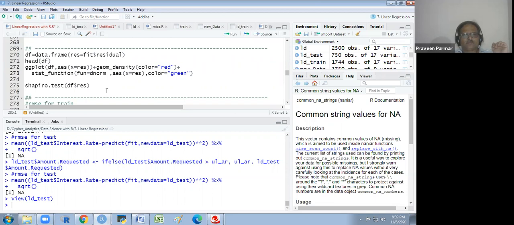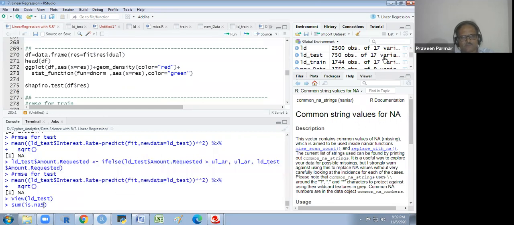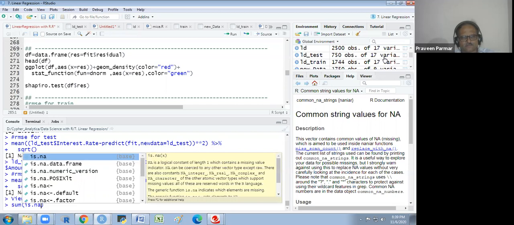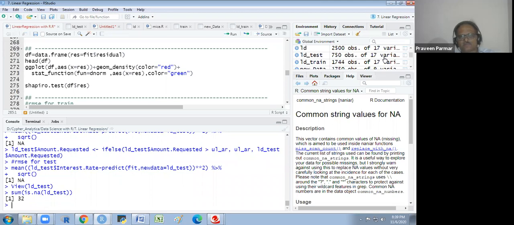And we could see how many NAs there are. First, it may be possible due to NA. So I will just check is.na in LD_test. And we see 32 NAs are there. So we remove the NAs and then we try.